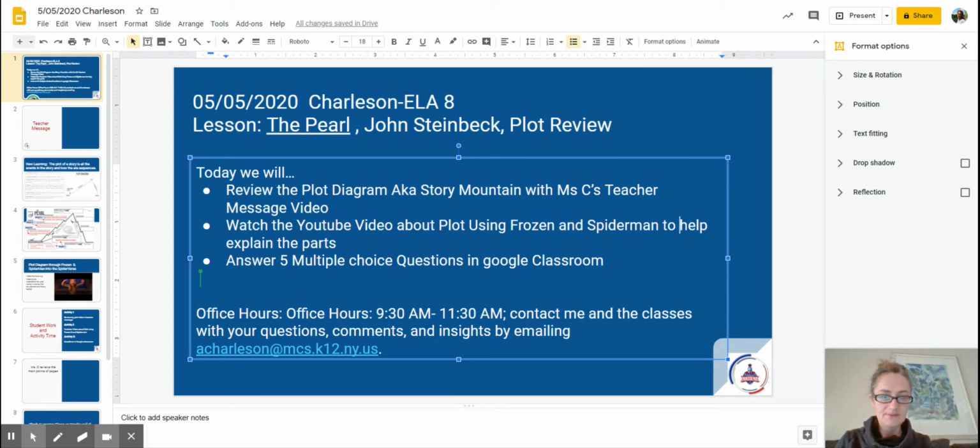That plot diagram is sometimes called the "story mountain." I'm going to put that in quotes. And that will be through this video. And then you will watch a YouTube video that'll help you understand plot a little bit more using the movies Frozen and a Spider-Man movie. And then there'll be 5 multiple choice questions, probably below this PowerPoint in the stream. You can also get those by going through classwork and going to the Pearl.